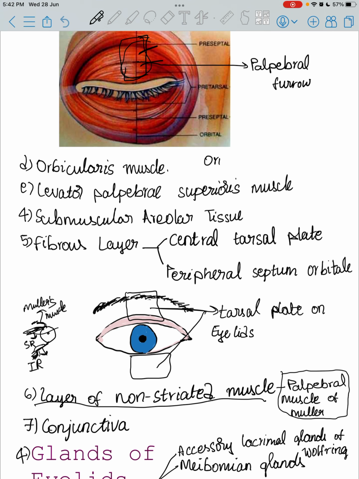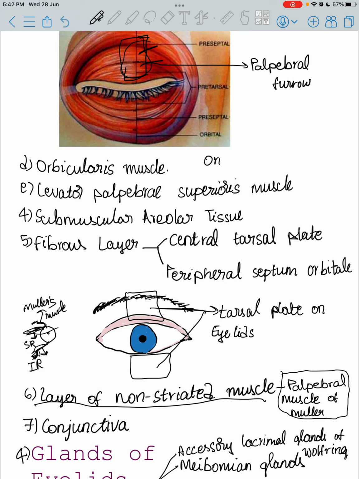And the last layer of the eyelid is the conjunctiva. The part which lines the lids is called the palpebral conjunctiva. It consists of three parts: marginal, tarsal and orbital parts.